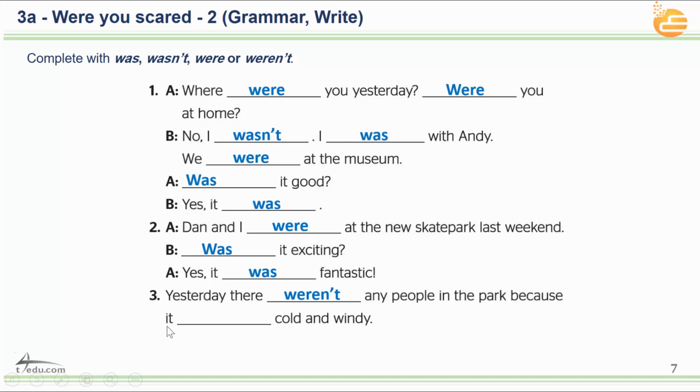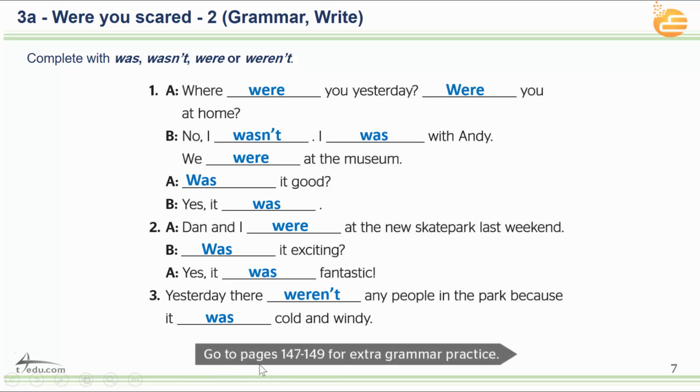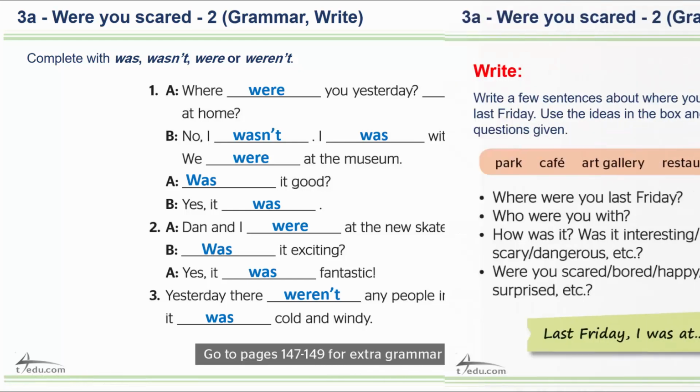It's. I'm talking about the weather. It's cold and windy. It. We said with it we should use was, exactly. It was cold and windy. Excellent. Very nice. Go to pages from 147 to 149 for extra grammar practice.